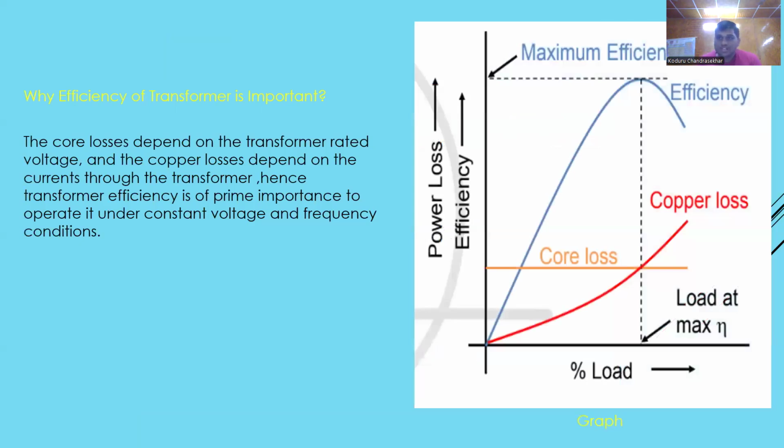So why is efficiency of a transformer important? The core losses depend on the transformer rated voltage and the copper losses depend on the currents of the transformer. Hence, transformer efficiency is of prime importance to operate it under constant voltage and frequency conditions.